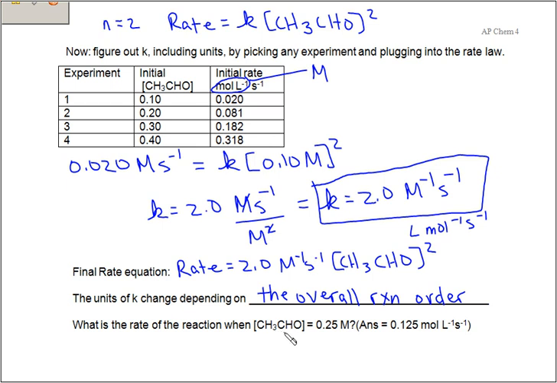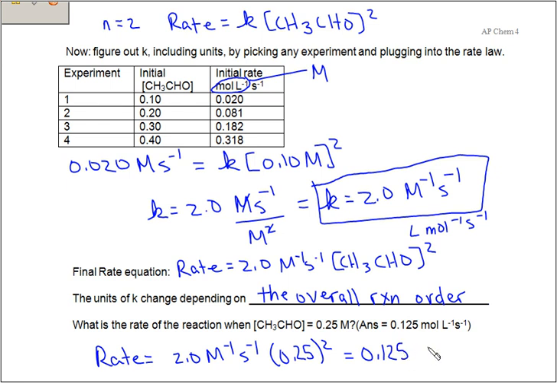Once we have this rate law, then we can solve for any concentrations of the reactant. So in this case, we have the reactant at a value of 0.25 molars, so we simply plug into the equation. We have rate equals, and our value for K is 2.0, molarity^-1, second^-1, times 0.25 squared. And your answer ends up being 0.125, and it's moles, liters^-1, seconds^-1.